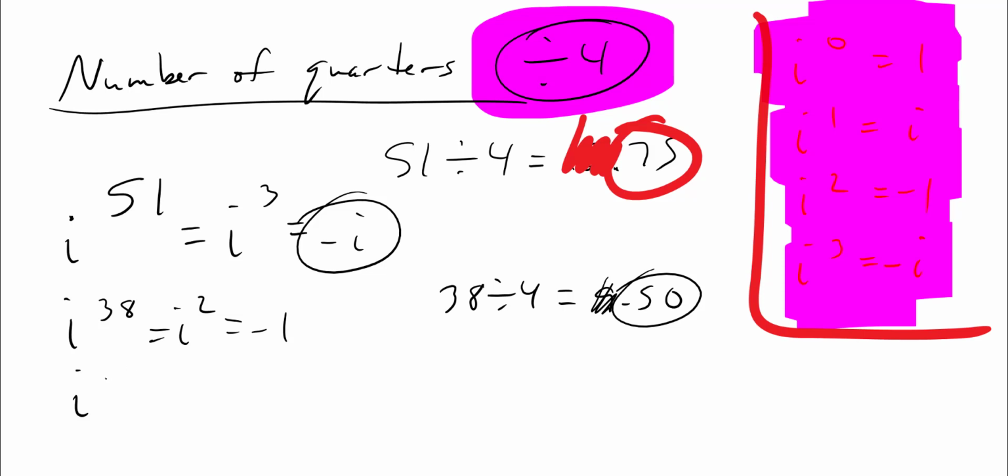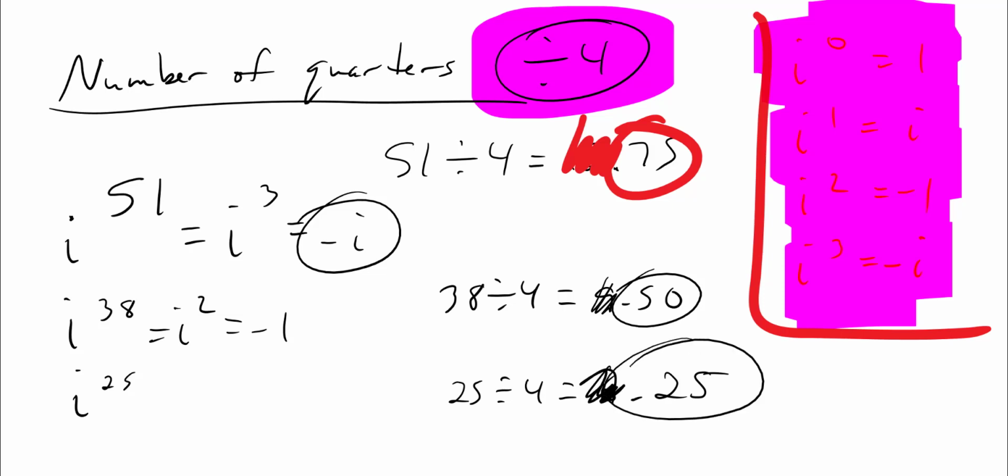Let's do i to the 25th power. What you're going to do is say 25 divided by 4 is 6.25. Okay, cross off the 6. How many quarters do I have? Only 1 quarter. What? That's cheap. Okay, so i to the first power. In fact, you know what? I'm going to try and erase this little spot right here. Let's see if it's going to work.